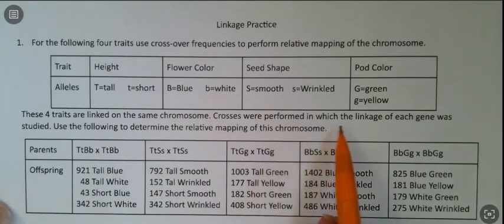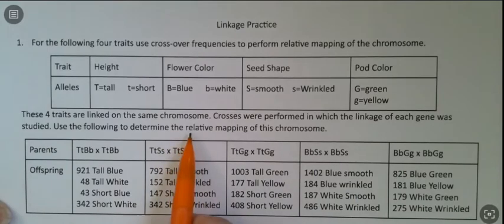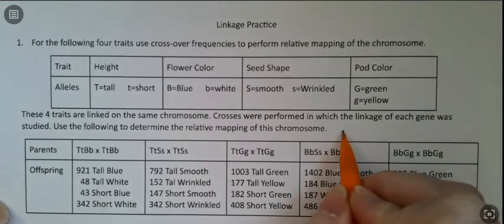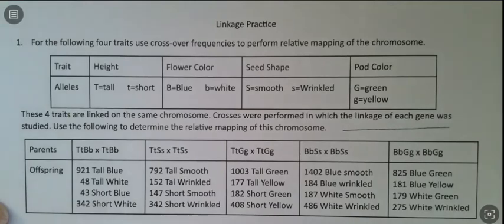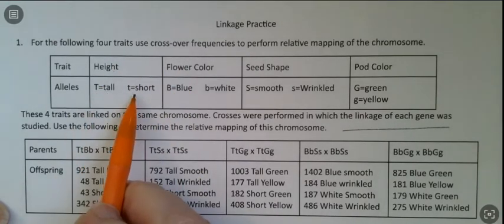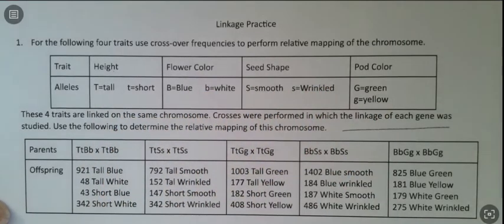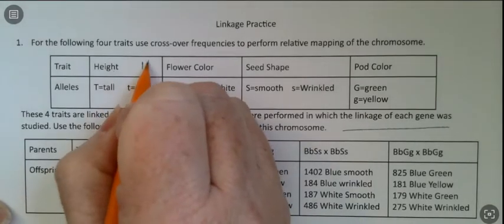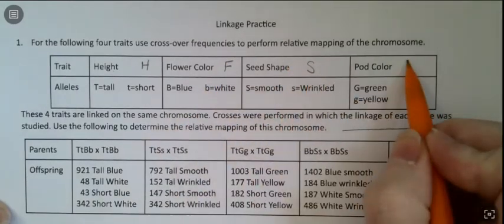Crosses were performed in which linkage of the genes was studied. Use the following to determine the relative mapping of this chromosome. What I want to know is, on our chromosome, what order do these genes appear in? This is our trait, and these are the alleles available for that trait. I'm going to call the genes gene H, gene F, gene S, and gene P.